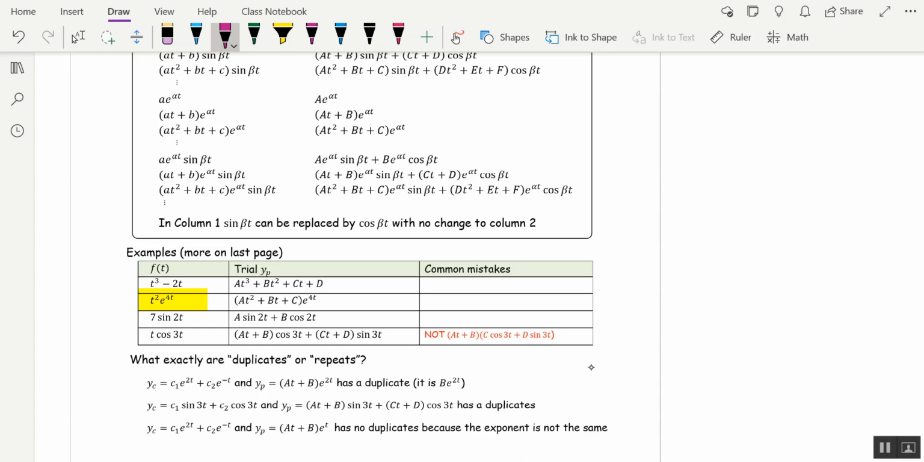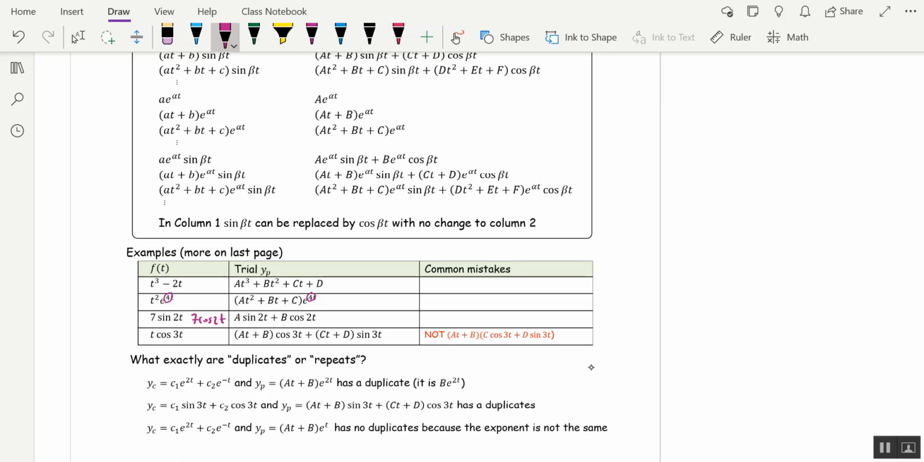So a polynomial times an exponential is going to have a y_p that is a polynomial times that same exponential. So if this is a 4, this is going to be a 4, and then your t squared gets replaced with the generic quadratic polynomial. If you have sine 2t, and the 7's irrelevant, you're going to need a constant times sine of 2t plus a constant times cosine of 2t. If this had been 7 cos 2t, you would use the exact same trial y_p.